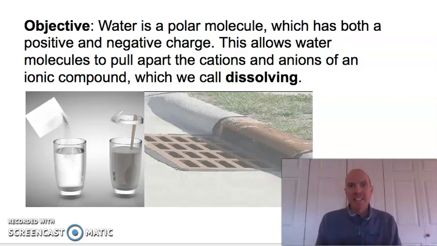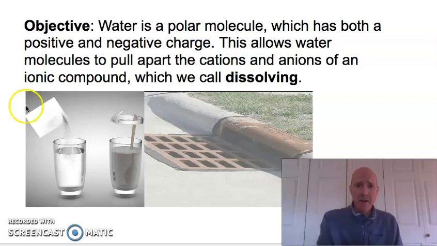The objective is this. We know water is a polar molecule which has a positive charge and a negative charge, and that allows water to attract anything else that's got a positive or negative charge. Water behaves like a magnet, and ions have positive and negative charges. So water can pull apart the ionic compound, and when it does, we call that dissociation or dissolving. We use that word all the time, dissolving.